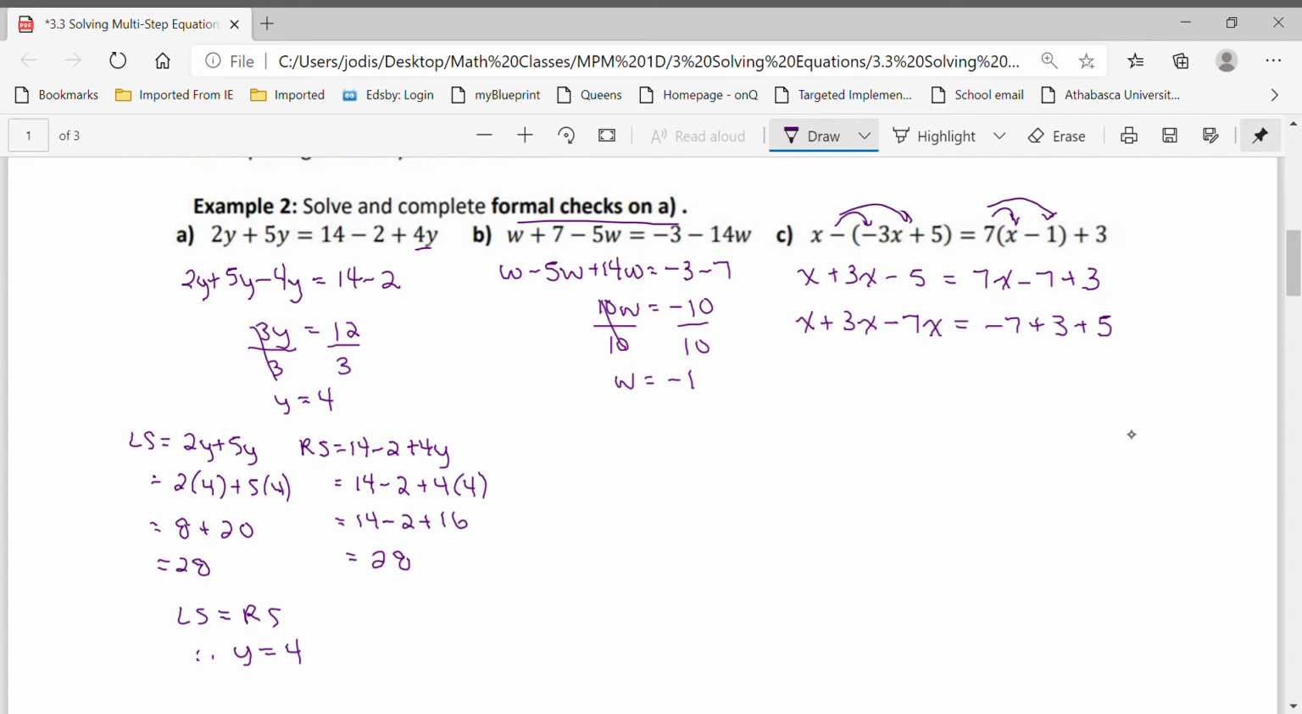Alright, so x plus 3x is 4x, minus 7x is a negative 3x. And then over here we've got what? Negative 7 plus 3 is negative 4, plus 5 is a positive 1. Divide by 3, x is negative 1/3. And yes, we can get fractions as answers.